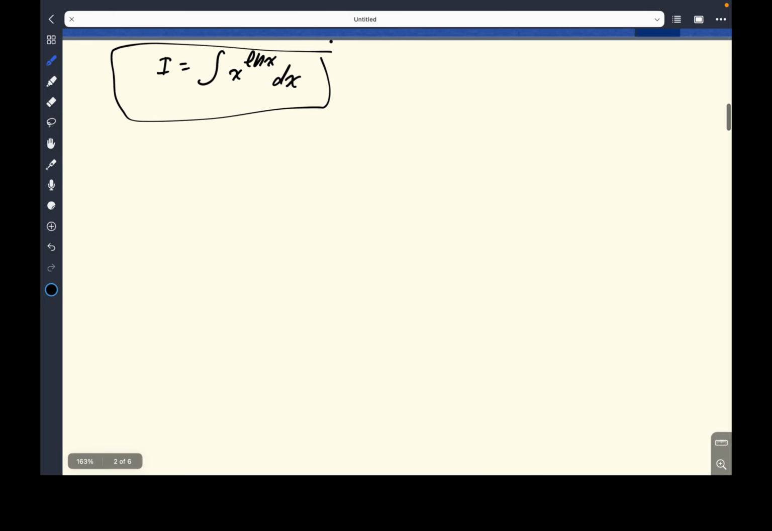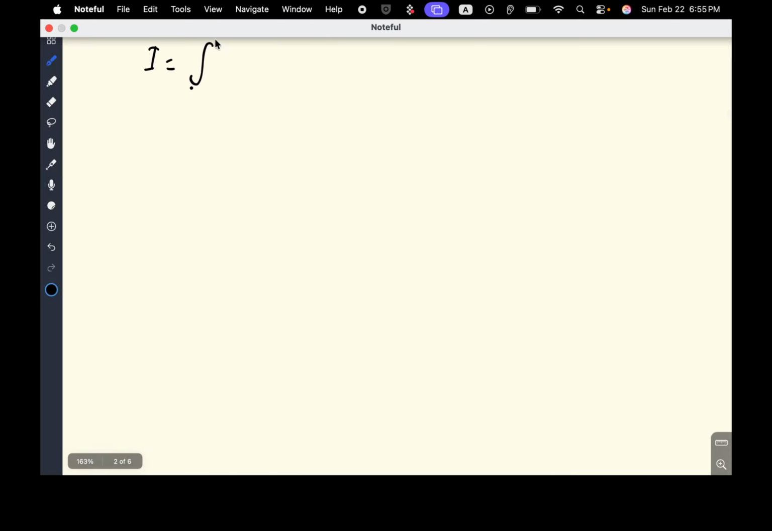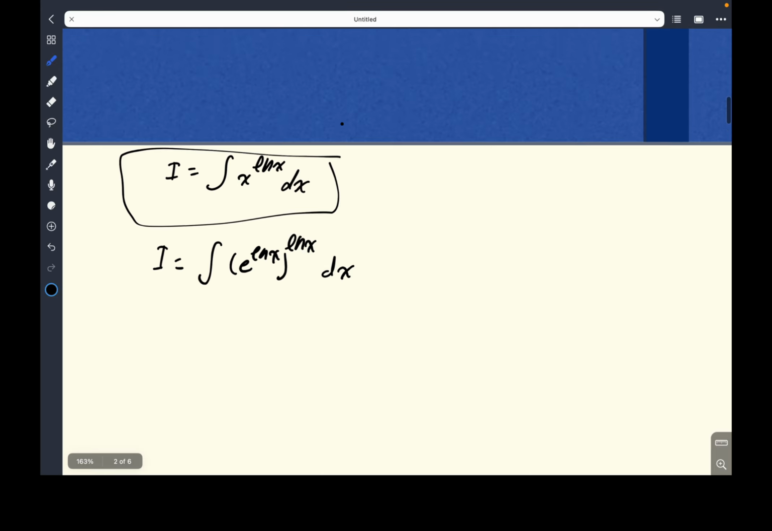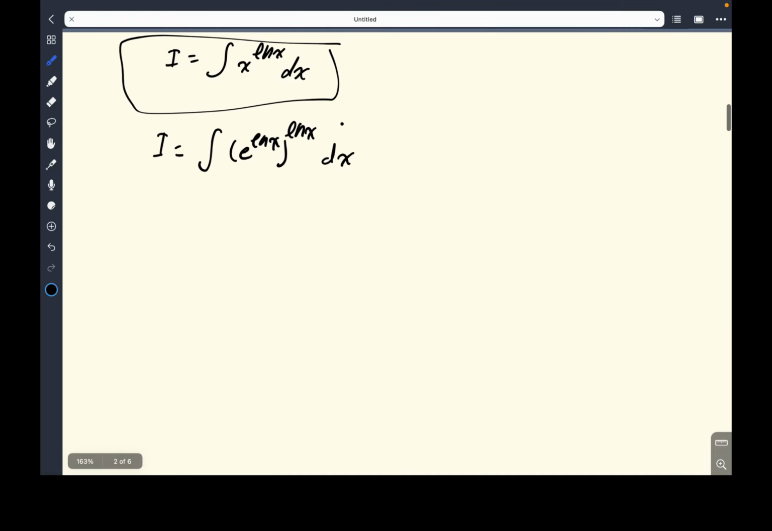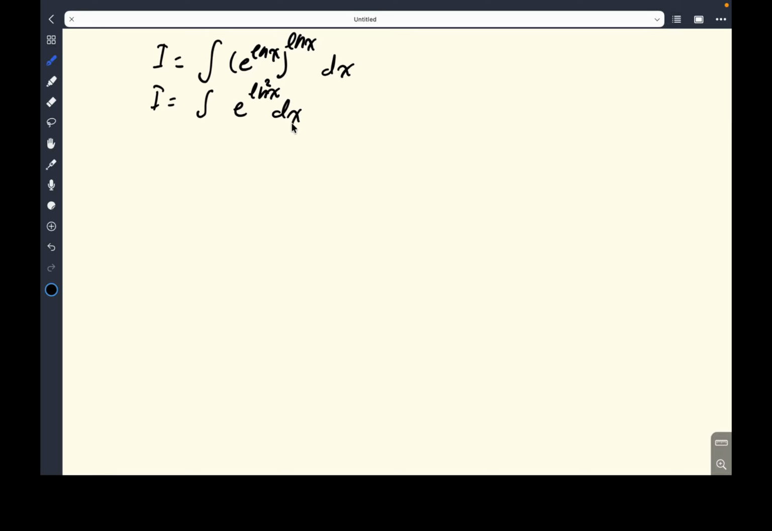Recall that we can write any number as e to the power of ln of that number. For example, in this integral, I can write it as e to the ln x to the power of ln x dx. This is the same thing as x to the ln x dx. Now, the ln x's are going to get multiplied together, so it's going to be e to the ln squared of x dx.